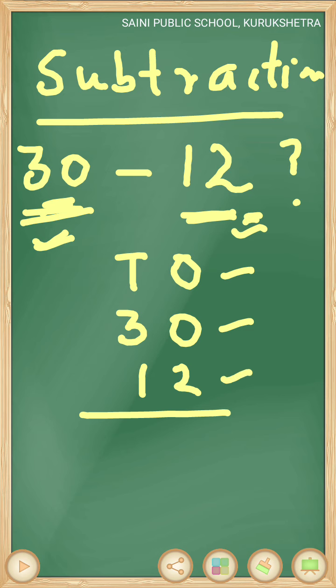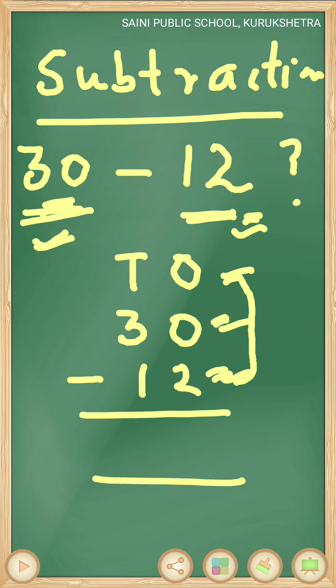Now put a sign of subtraction here. Now we will do subtraction. We will do subtraction place wise. We will always start from the right hand side, that is ones place. Now look here, at ones place here is 0 and here is 2. We can't subtract 2 from 0 because 2 is bigger than 0. So what will we do? We will borrow 1 from here.